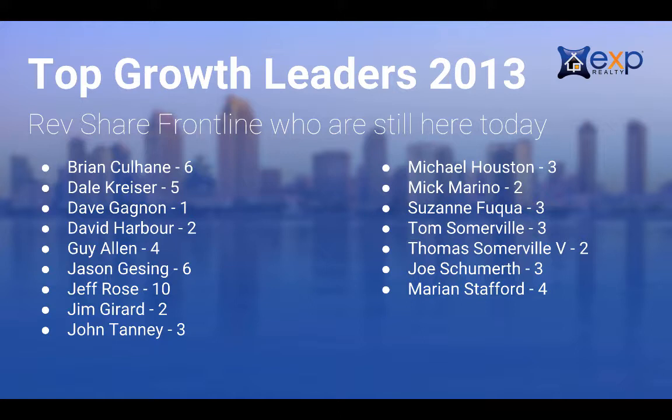Dave Harbour was 2. Guy Allen was 4. Jason was 6. Jim Gerard, 2. John Tanny, 3. Mike Houston, 3. Mick, 2. Suzanne, 3. Tom Somerville, 3. The 5th had 2. Joe had 3, and Marianne had 4. And so that was the core group that was building the company at the time.